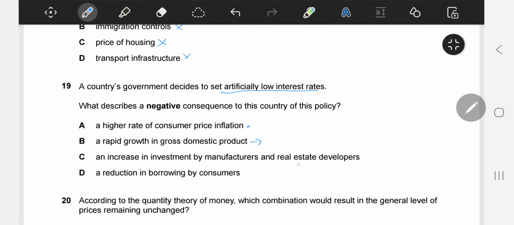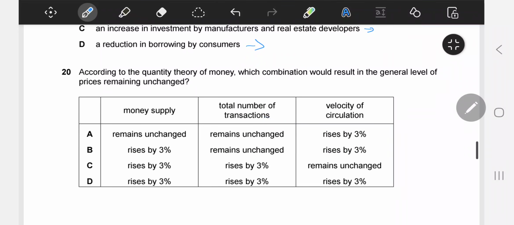An increase in investment, this is also a good thing. A reduction in borrowing by consumers. Consumers are actually going to borrow more at low interest rates. So for 19, I'm going to go with A. Okay, let's move on to 20.